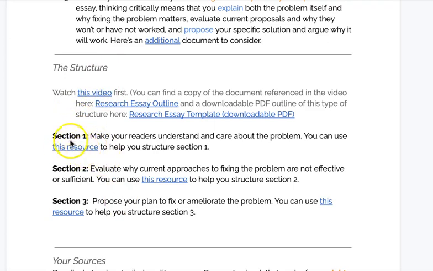into this video. So in section one, the rhetorical goal in that section is to make readers understand and care about the problem. So it's a really kind of pathos-driven section. I've given you a resource here to help you structure that out. So let's take a look at that.